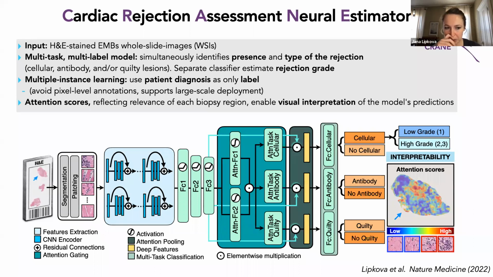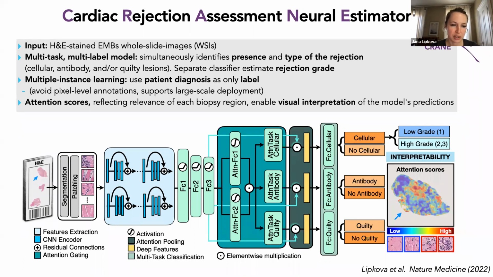From the implementation point of view, basically it's a multitask and multi-label approach. Multi-label because for each slide we assign multiple labels: is there a cellular rejection? Is there antibody-mediated rejection? And multitask because it learns all the tasks simultaneously. And we use multiple instance learning, which allows us to train the model using the patient diagnosis as the only label. It avoids the need for pixel-level annotation or feature extraction.